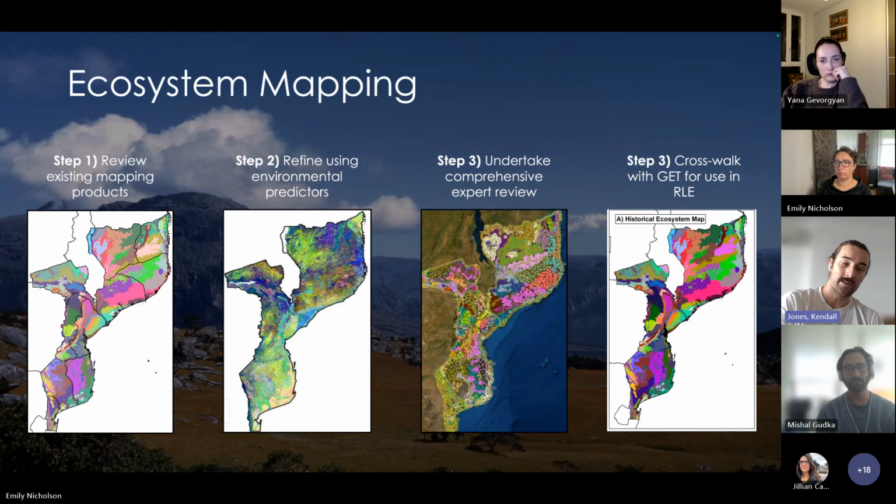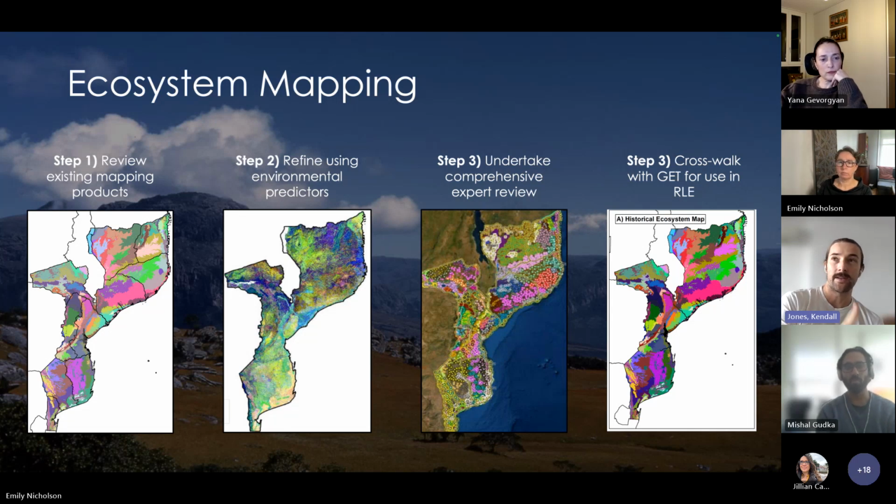So we used those as a basis and a framework by which we mapped ecosystems across the country. We then did a bunch of technical refinement using more advanced modern techniques with environmental predictive variables and machine learning. We then undertook a comprehensive expert review of that ecosystem map with an online platform where people could add observations and make corrections and suggestions. That went out for review to all the experts in the country and across the Southern Africa region.